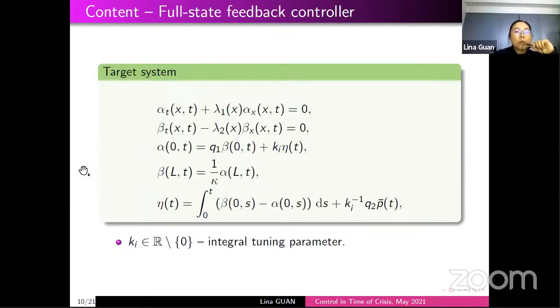In this section, we want to derive the full state feedback controller by using the backstepping method. Firstly, we introduce a target system. Here the parameter ki is an integral tuning parameter.